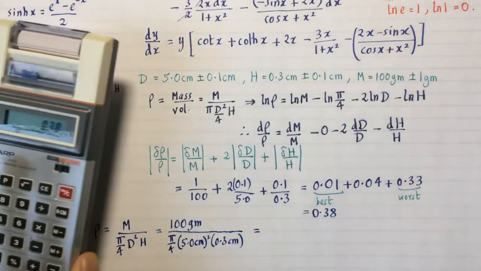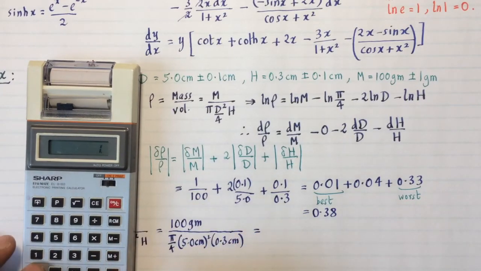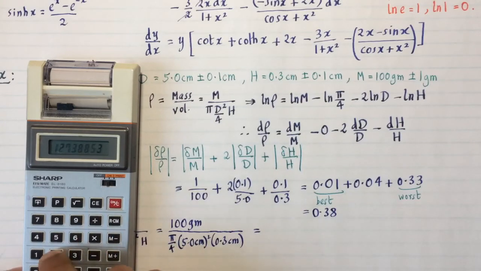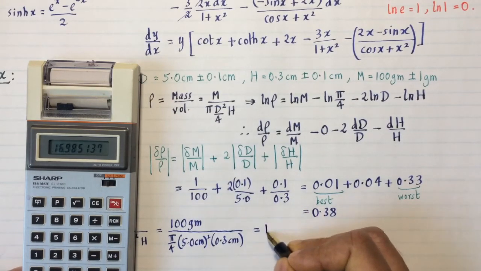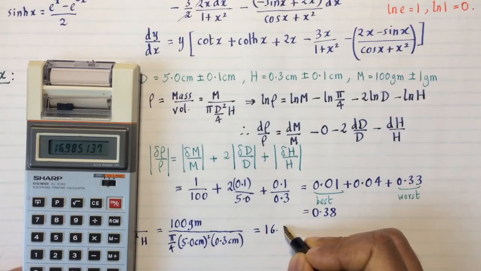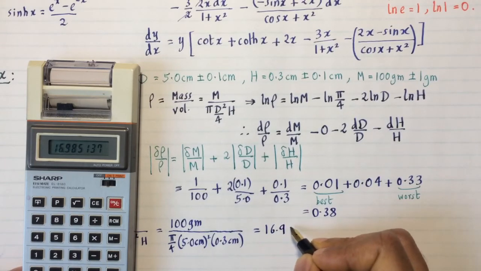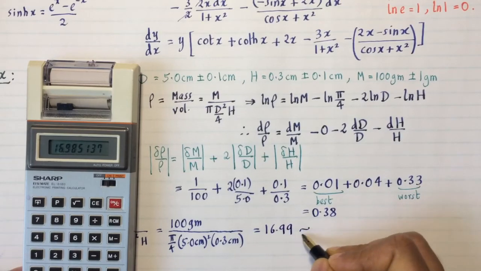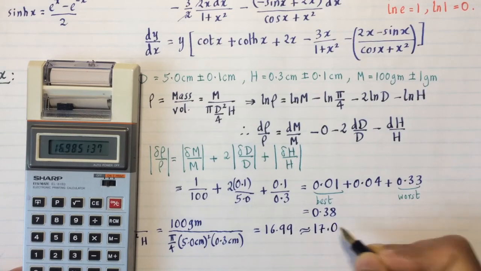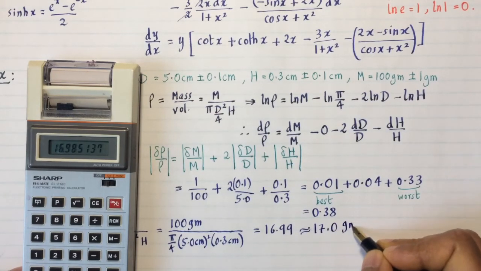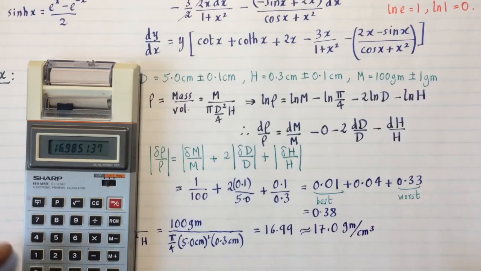Another spell with my calculator. I'll just make pi 3.14, divided by 25 and then divided by 0.3. So, 16.985, so I'll write it as 16.99, which is really approximately 17.0 to one significant figure, and the units are grams per centimeter cubed. Let's find the uncertainty.